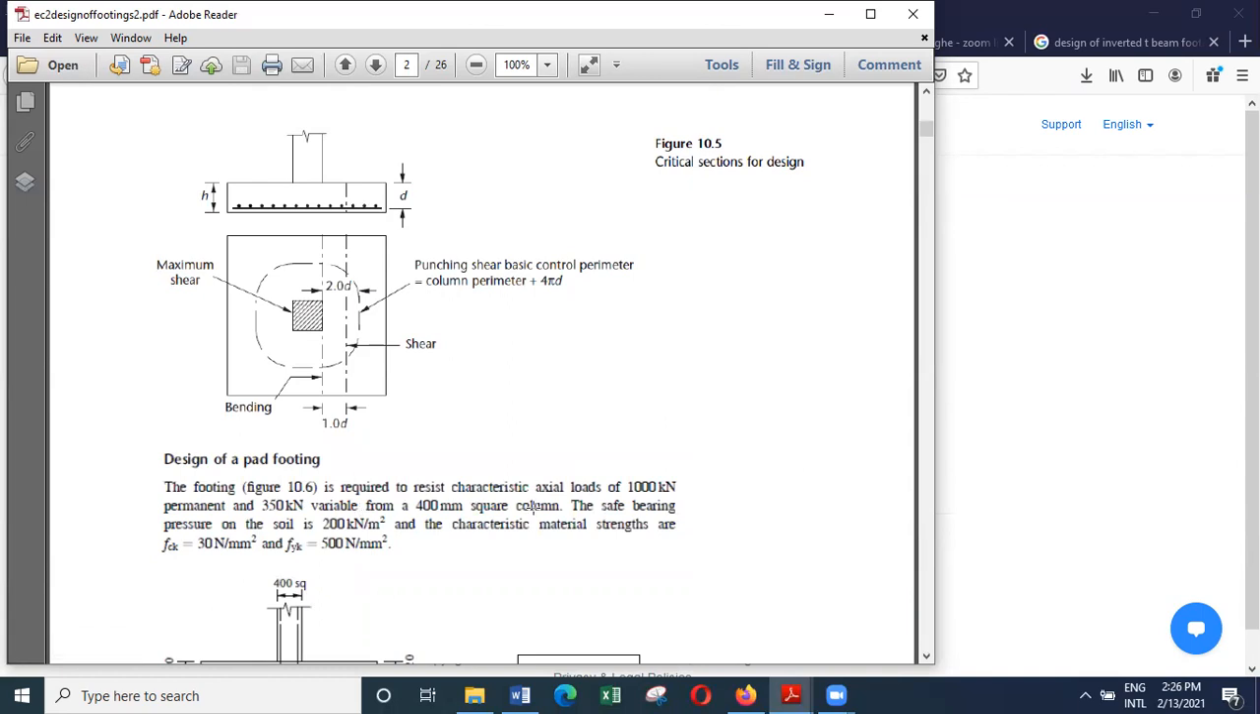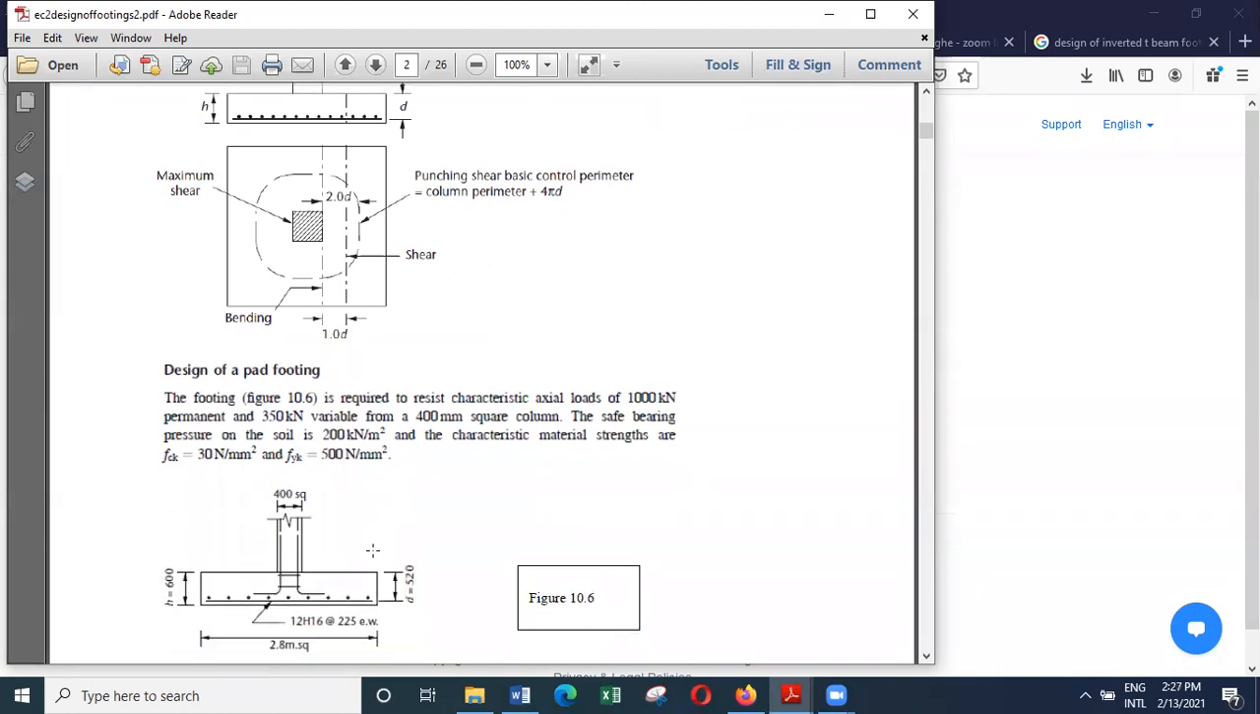The size of the column is 400 millimeters square, and the soil is reasonably strong, 200 kilonewtons per meter squared, and that is kind of hard laterite type soil. That means the laterite soil with less clay will have a bearing capacity of around 200 kilonewtons per meter squared, and the characteristic strength of concrete is 30, and the characteristic strength of steel is 500.